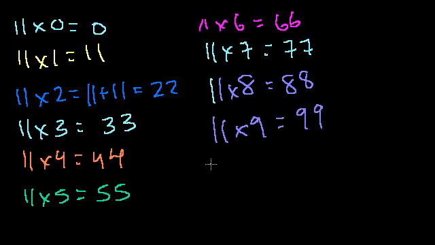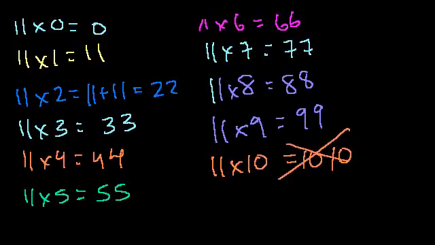Now, what's 11 times 12? Oh, sorry, I skipped 10. 11 times 10. You might want to say it's 1010. No, that's wrong. It's not 1010. So that little pattern that we had where you just repeat the number, that only worked for one-digit numbers. It only worked for 1 through 9.